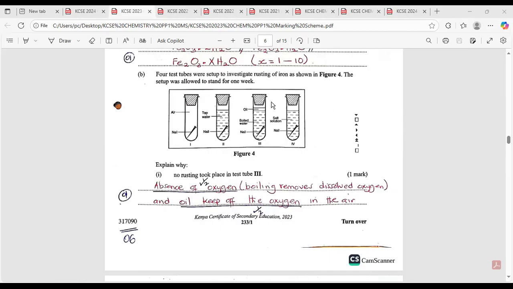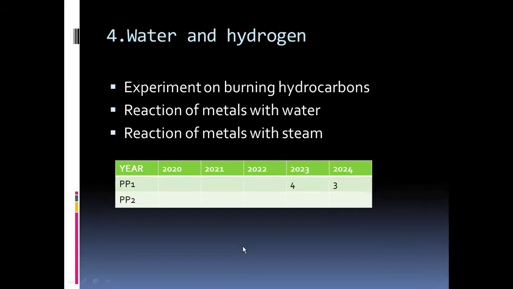Okay. I think she's okay. So that was area number 3. We can go to area number 4 now. And area number 4 is now water and hydrogen.